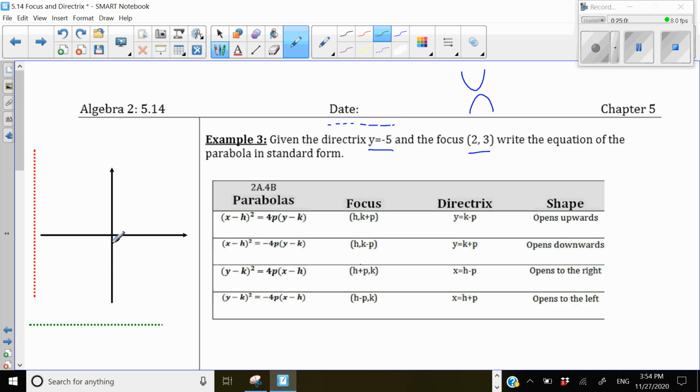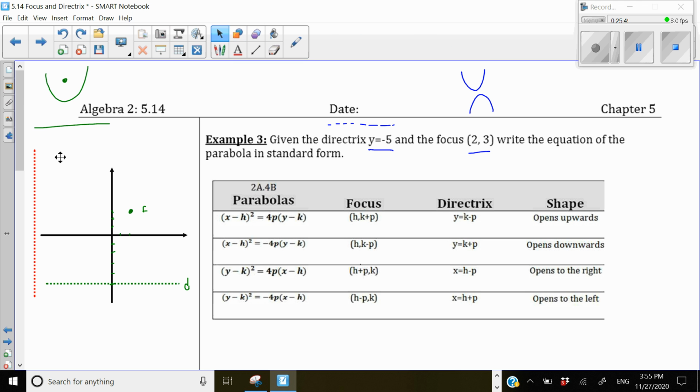Y equal to -5, 1, 2, 3, 4, 5. Okay, so directrix is going to be here. And the focus is at 2 and 3, somewhere like this. Okay, so this is my focus, and this one is directrix. So I know that the parabola is going to look like this, facing upward, because I know that directrix is behind and focus is inside the parabola.